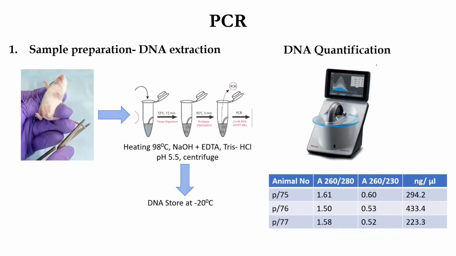So the next important molecular technique is PCR. The sample for this PCR is DNA. Till now, we saw the techniques IHC and Western blotting, for which the sample was protein. Now here, we are looking at DNA.